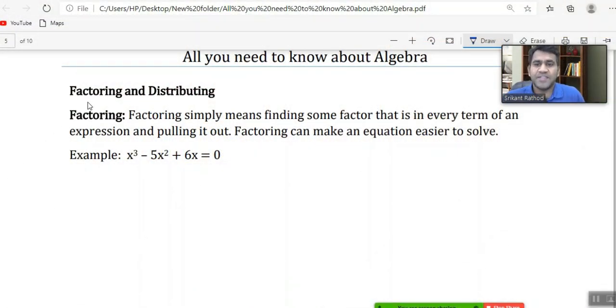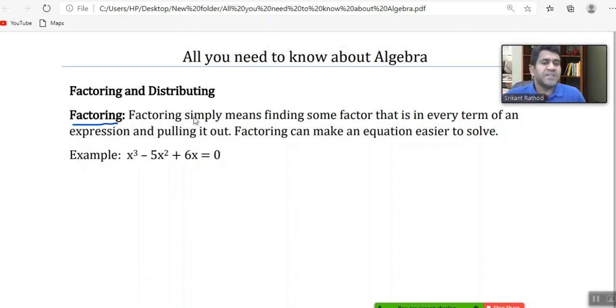Factoring and distributing. Factoring simply means finding the common factor that is in every term of an expression and pulling it out. Factoring makes an equation easier to solve. So let's consider an example here.